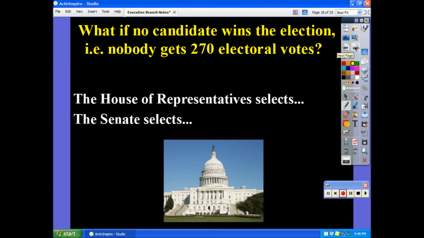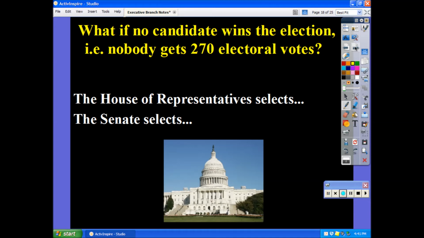Well, what if nobody gets 270 electoral votes? And you're thinking, well, that's not possible. I mean, there's 2 candidates, someone's going to get 270. No, what if there are 3 or 4 candidates? And what if every one of them gets a few electoral votes? It's quite possible nobody could get 270. Well, there's actually a system for this as well.